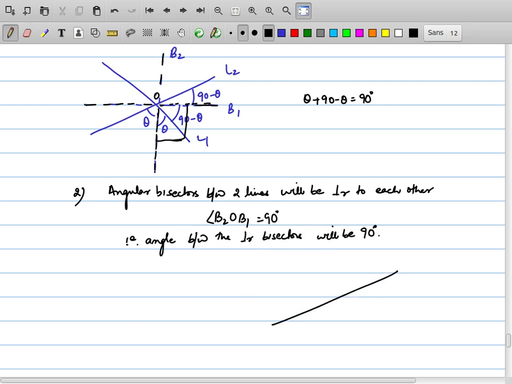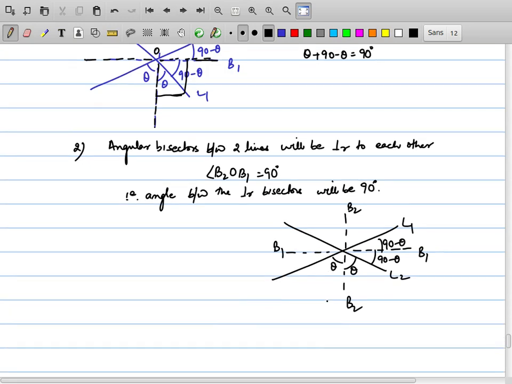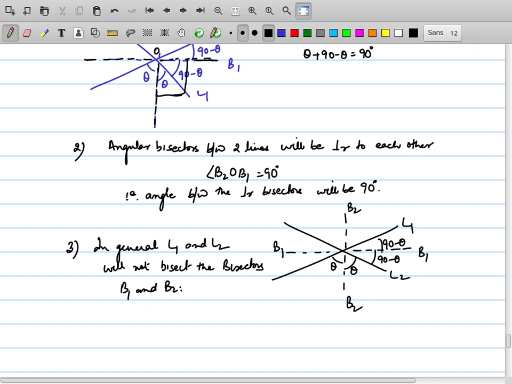The third point that we should consider is, let's say this is L1, this is L2, this is one of your bisectors, and this is the other bisector B2, this is B1. Now this is theta, this is theta. We have already said this is 90 minus theta, this is 90 minus theta. Now we have said that the angle between the two bisectors is 90 degree. The third point is, in general, L1 and L2 will not bisect the bisectors B1 and B2.